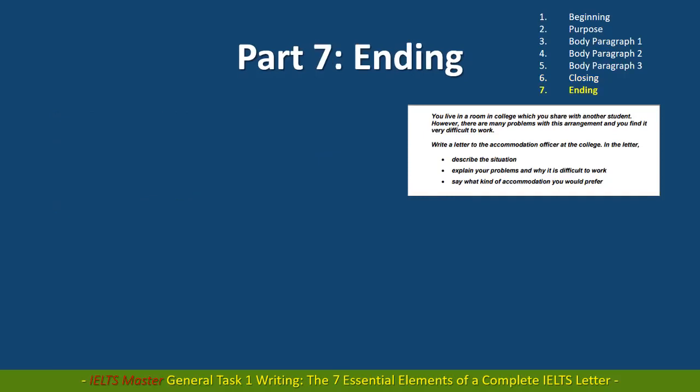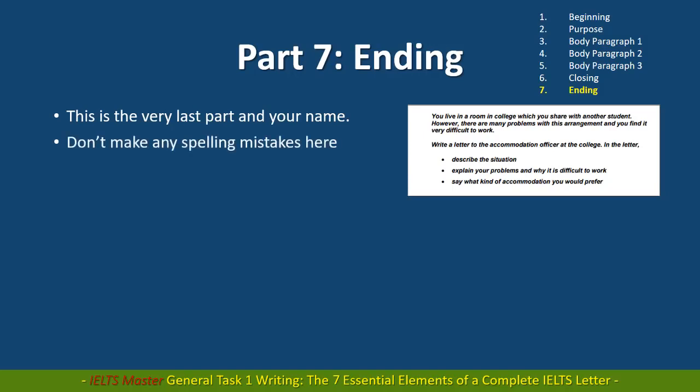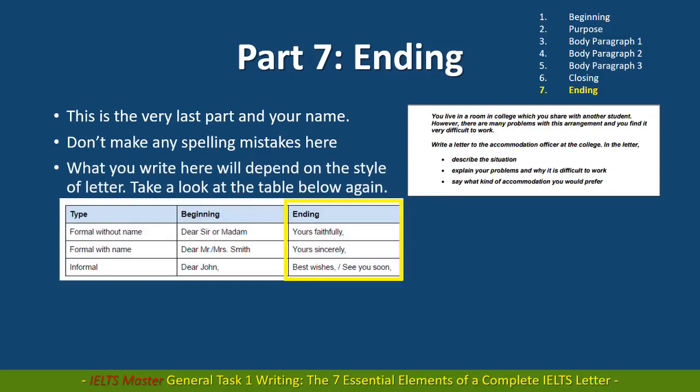And then finally we have the ending. This is the very last part, and then you'll write your name. Don't make any spelling mistakes here. It's very easy to, so don't do that. What you write here will depend on the style of letter. So take a look below at the table. So formal without name and formal with name, you can write yours faithfully or yours sincerely. It doesn't really matter. These are both okay. Just choose one and memorize it, and make sure you know the spelling of these words. They're easy to misspell. Informal, you could say best wishes, see you soon, enjoy your week, something like that. And that would be fine for an ending.